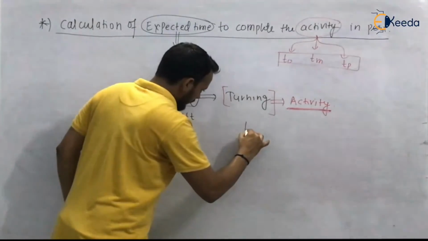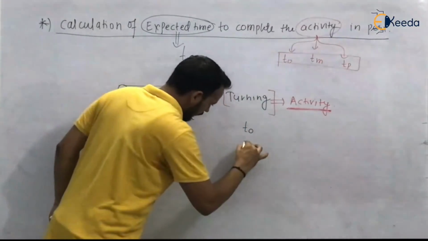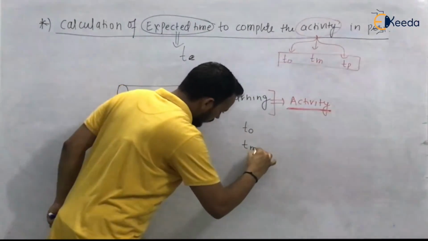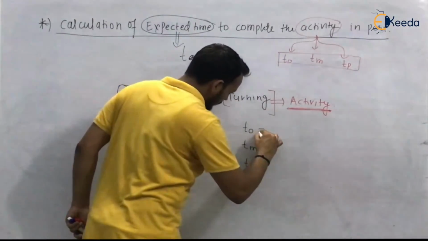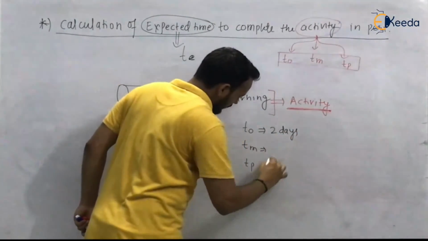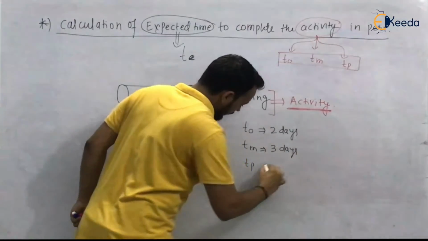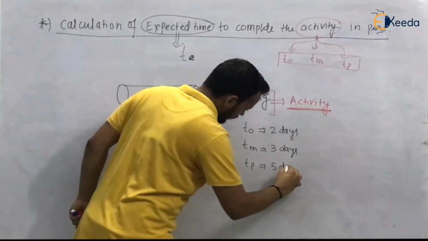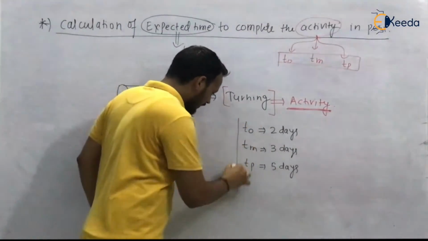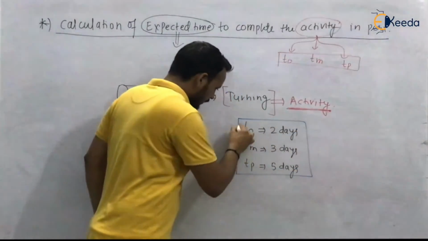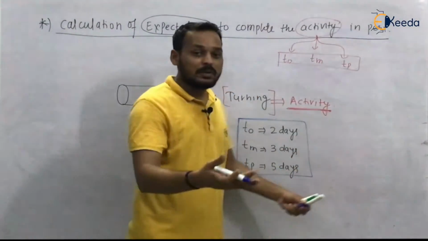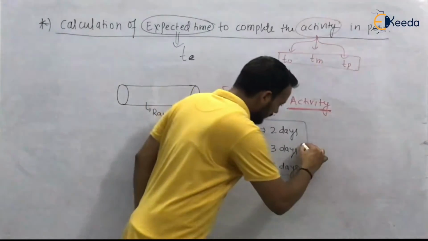You know that you cannot tell him there are 3 times, that is optimistic, most likely, and pessimistic. Suppose the optimistic time says that it will take 2 days, the most likely time says 3 days, and the pessimistic says 5 days. So you cannot tell the customer that you may visit me after 2 days, or 3 days, or 5 days. You have to tell him a single time.